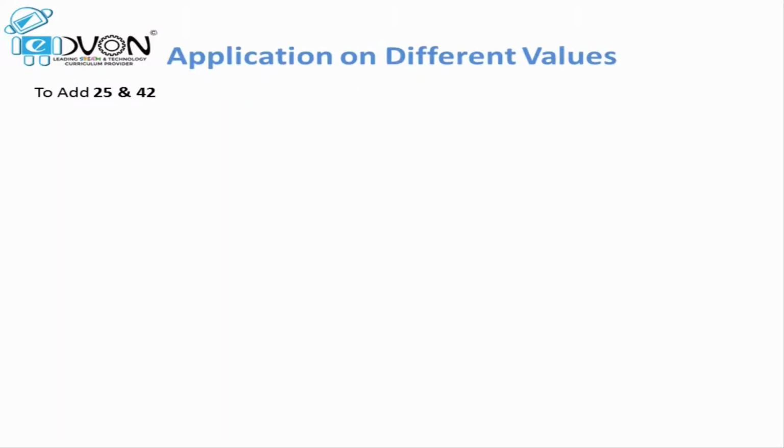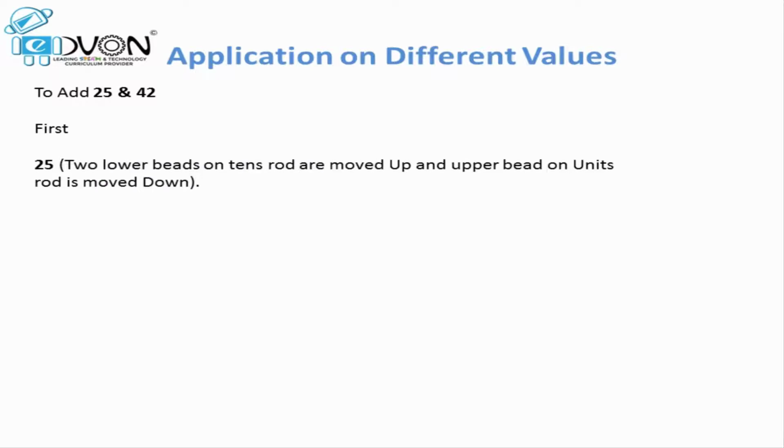Let's take an example of application of +4 formula on different values. Let's see if we want to add 25 and 42 together on abacus. How will we do? First, we will place 25. Means we will move 2 lower beads up on tens rod and 1 upper bead down on units rod to represent the value 25. Now to add 42.